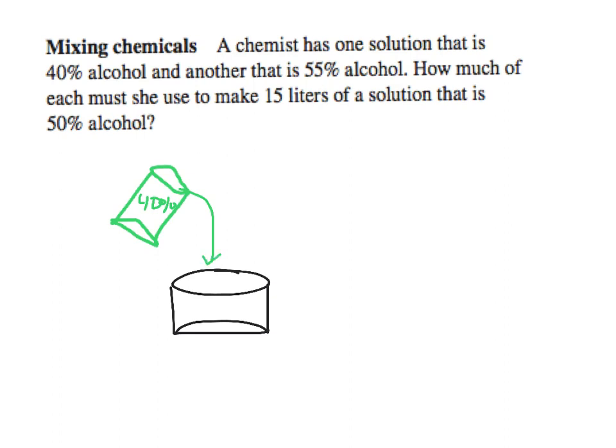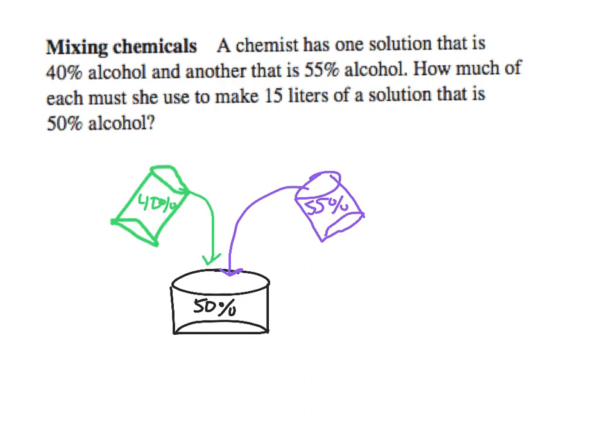And on the other side, you have another type of solution. And this one is 55% alcohol. So that's going in there to make this mixed solution. And what this says is the mixed solution is 50%. Since 50 is closer to 55 than it is to 40, we're going to have more of this in there. So that just gives you an idea.